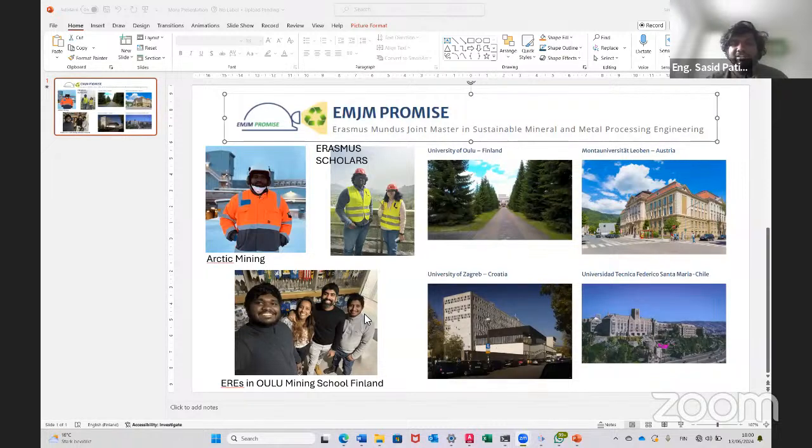The Arctic mining is also coming up. So it is a really good opportunity if you are following this course and get good experience, and also earn good bucks in future. Currently I'm at Montan University in Austria, and my next destination is Croatia, where I will be learning more on the sustainable side of the mineral processing industry.